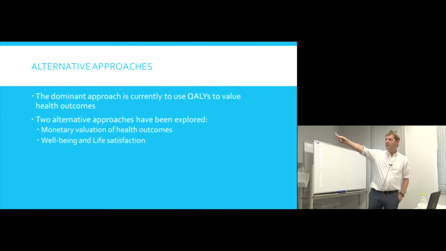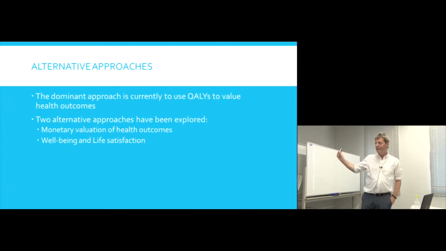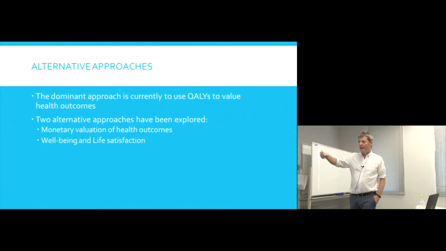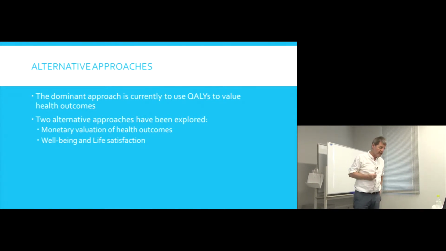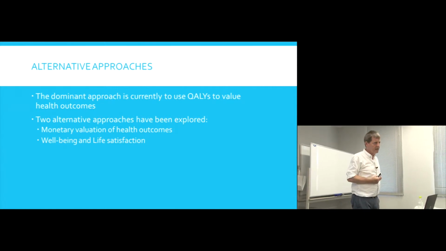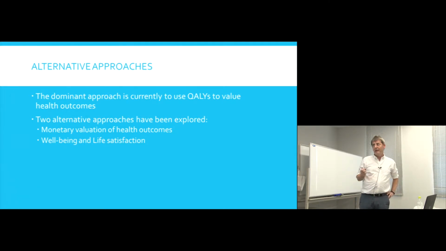So, the dominant approach is QALYs, but let's leave them aside just now. Let's now concentrate on two other approaches. One has been, in a way, an obvious approach from an economic perspective, and that is to use money to value health outcomes. And the second approach, less obvious perhaps from an economic perspective, but quite popular in recent years, and some of the researchers have been economists, is looking at well-being and life satisfaction. So let's work through these two.